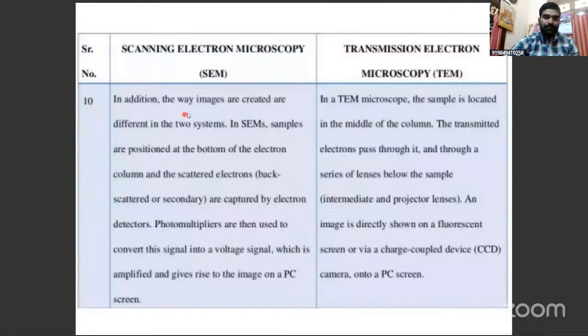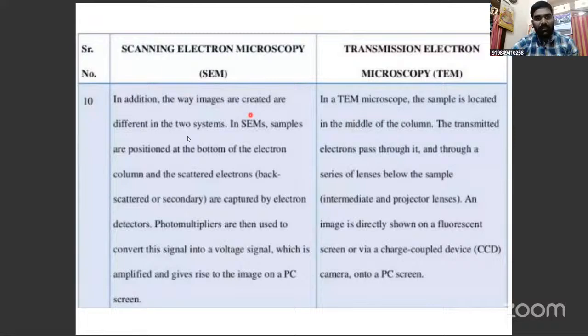In addition, the way images are created is different in the two systems. In SEMs, samples are positioned at the bottom of the electron column and scattered electrons are captured by electron detectors. Photomultipliers convert them into a voltage signal, which is amplified and gives rise to an image on a PC screen.